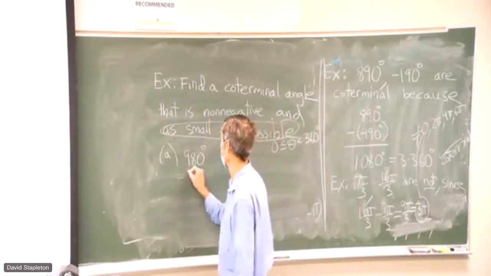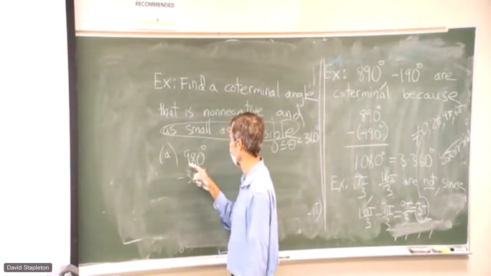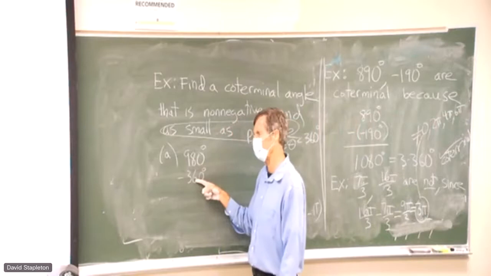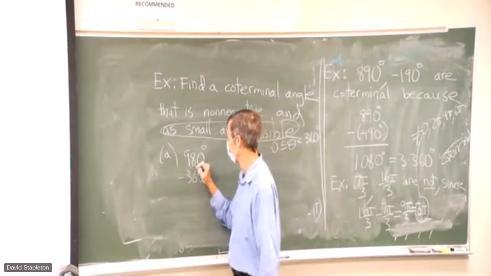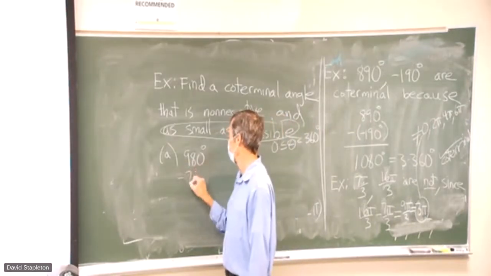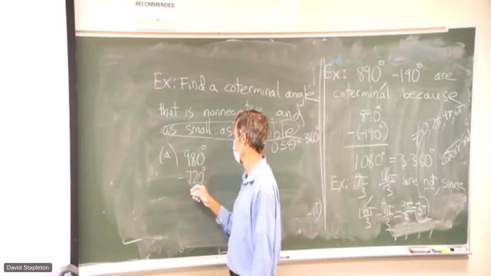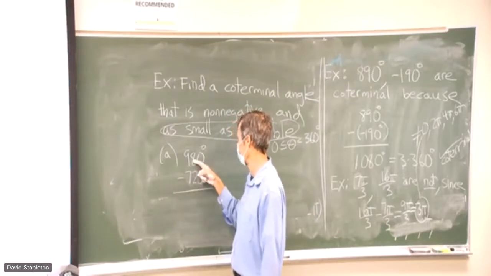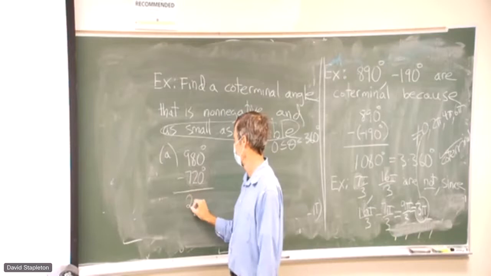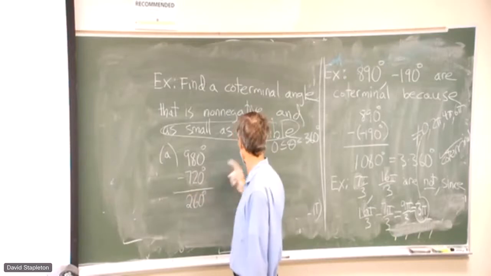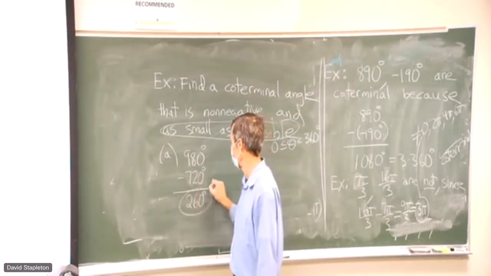So I can subtract 360 from there and say, well, that's going to be 620 degrees. That's still bigger than 360. That's too big. So I'll subtract twice 360, 720. That might work. Let's see, if I subtract that, I'm left with 260. That's between 0 and 360. That's the smallest possible angle I can get.